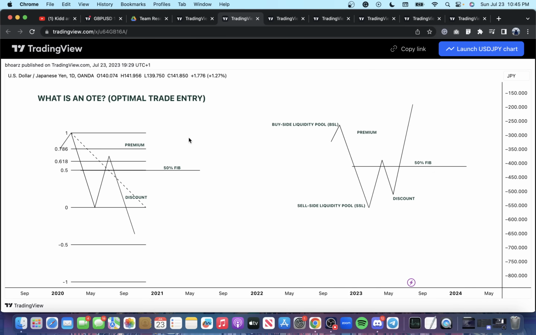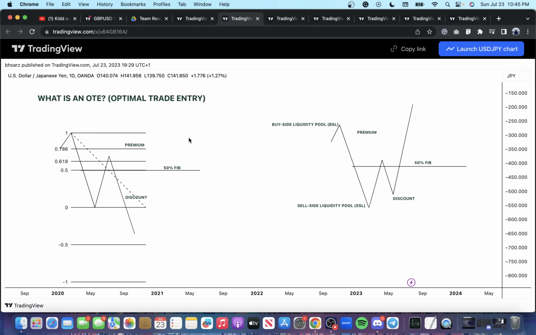Now, inside a range, anything above the middle point of a range is what we call premium. Anything below the middle point of a range is what we call discount. Now let us define what premium is and what discount is. Premium is the measure of the expensiveness of an asset or a commodity. Discount is a measure of the cheapness of an asset or a commodity.